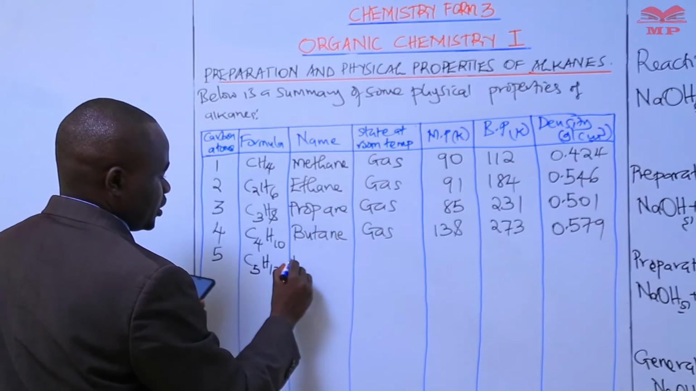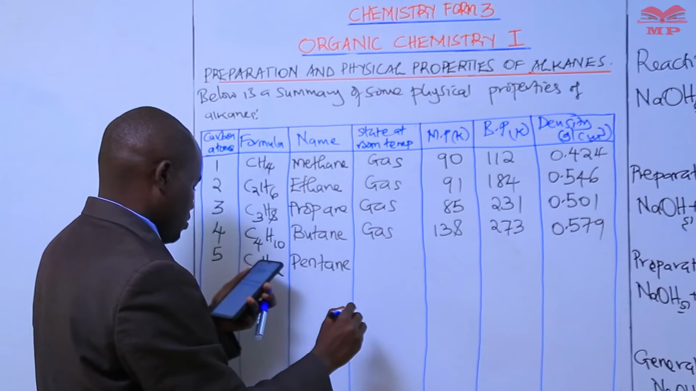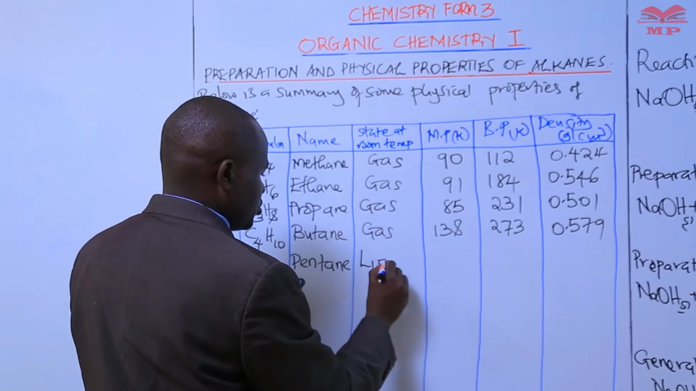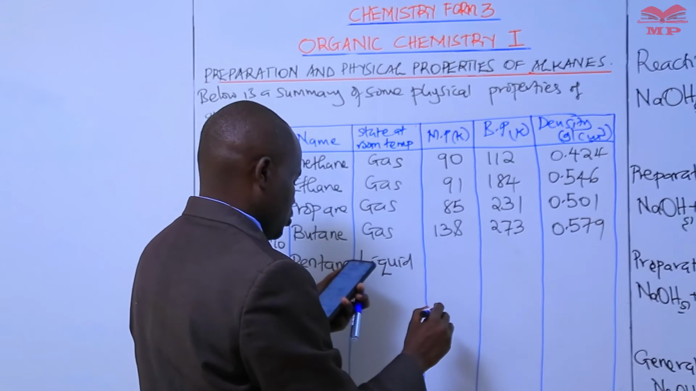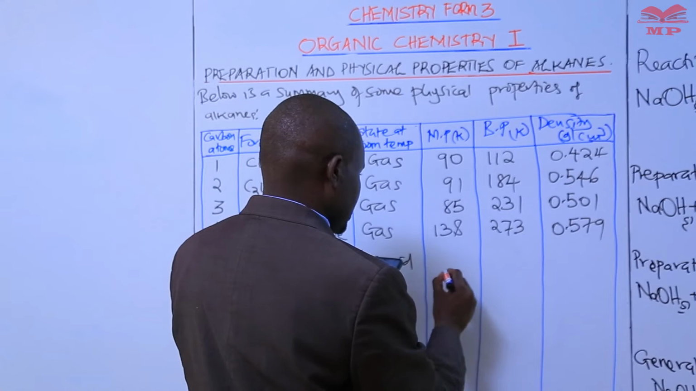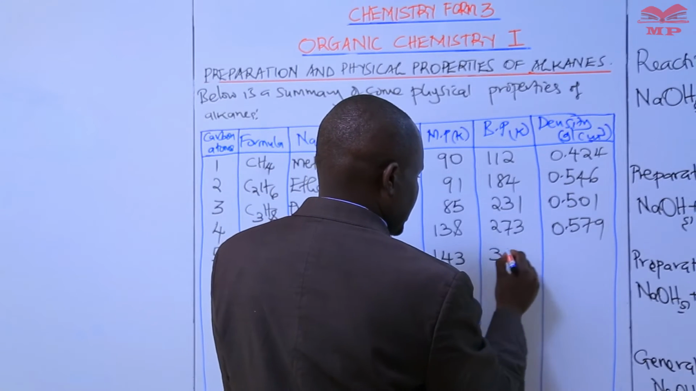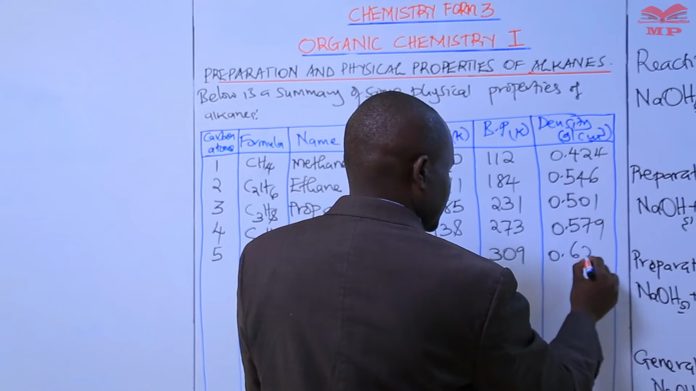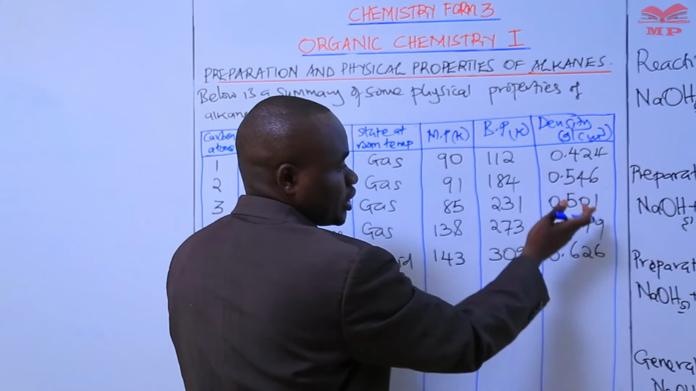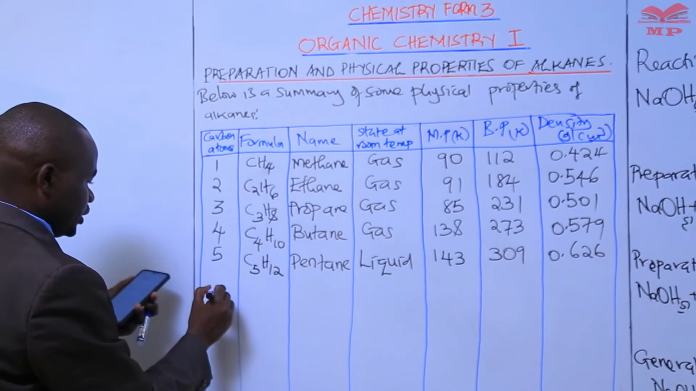Carbon atoms 5, formula C5H12. The name is pentane. I believe we know that. This one is now liquid at room temperature. That's now the state. Melting point is 143 Kelvin, boiling point 309, density 0.626. Once again, the density is increasing gradually as you move down the series.